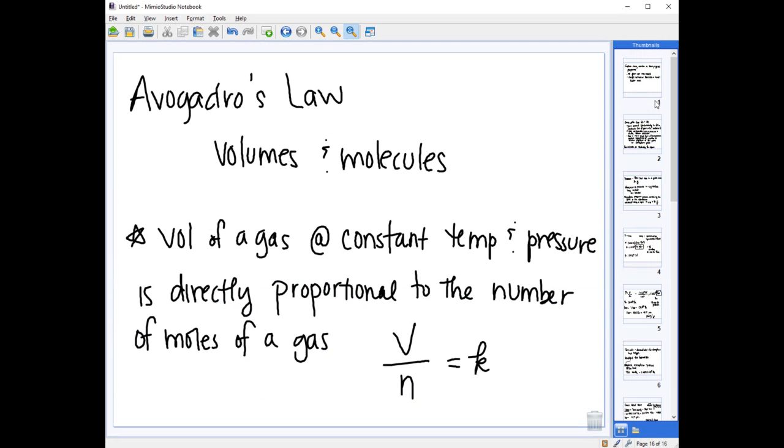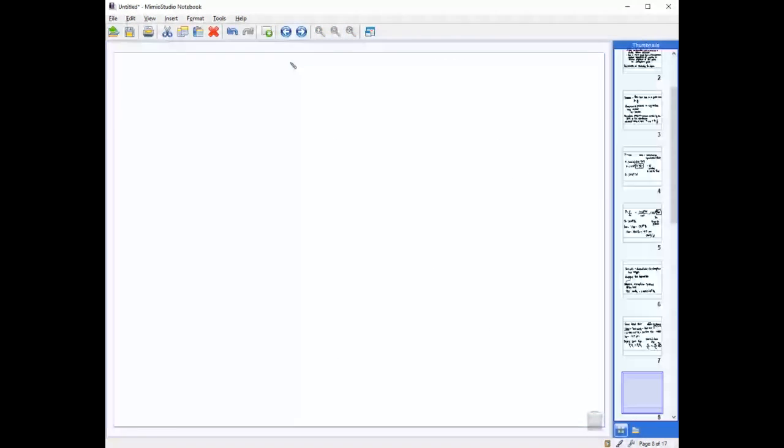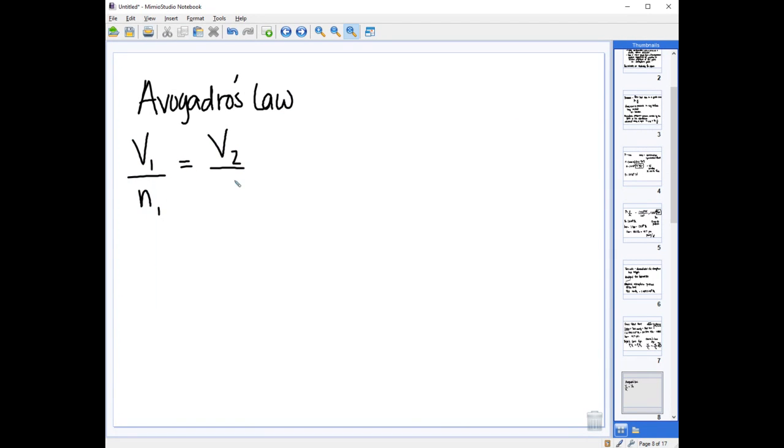So go up to my cheat sheet, and I'm going to add another one here because I'm running out of room. So we're going to do Avogadro's law here. Okay, we're going to say V1 over N1 equals V2 over N2, where our N is our number of moles. And it's a direct relationship. So as one increases, the other increases. So as the number of moles of a gas increases, then our volume also increases. Okay.